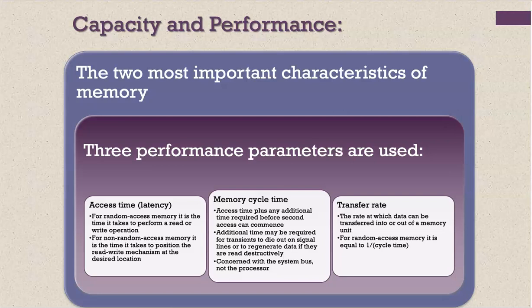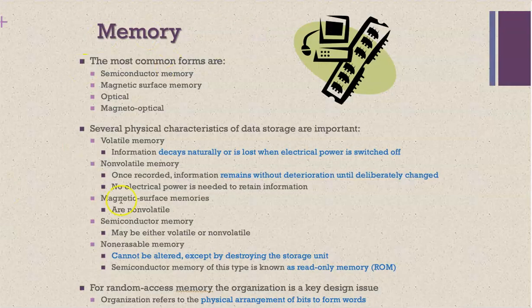So access time or latency is the time to execute the operation for a random access memory. And then memory cycle time is the access time plus the additional time required before you move on to the next cycle. And then we have the transfer rate, the rate at which data can be transferred into or out of a memory unit. And for random access memory, that would be 1 over the cycle time. So these are all things that we have talked about in the previous lecture. I'm just going over them again. And then we have the memory. We have talked about the volatile versus the non-volatile.